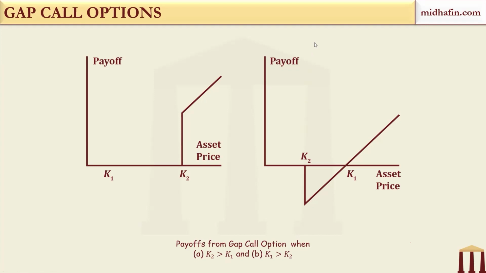Can a gap option be done on a call option, which gives the right and not an obligation? You get the right. But the thing is, since your trigger price is lower than the strike price, you may have a negative payoff.